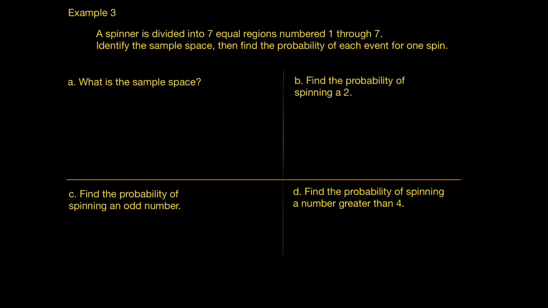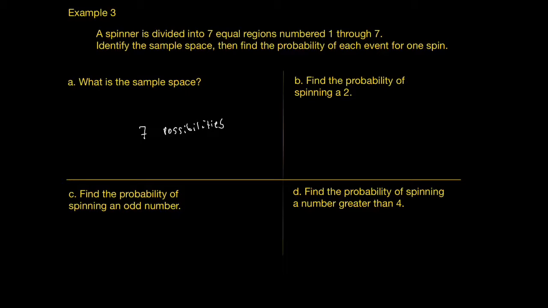Here we have a spinner that's divided into 7 equal regions numbered from 1 through 7. Now we have to identify the sample space and identify the probability of each event for one spin. So the sample space here is pretty easy. We have the numbers 1 through 7, so we have 7 possibilities here.